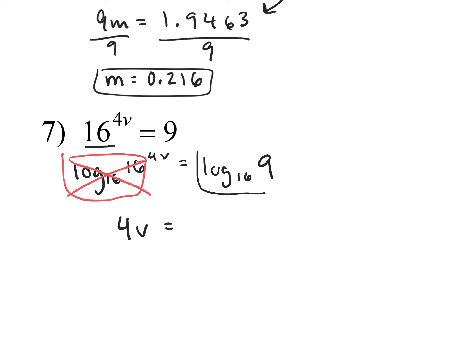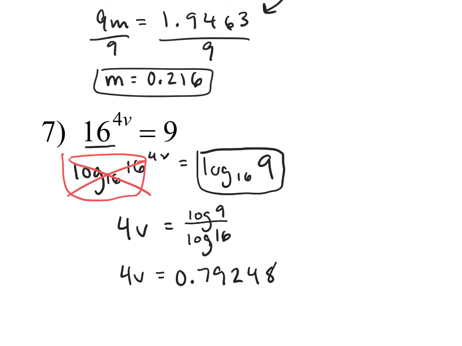And then on the right side, how can we put this into the calculator? What's our change of base formula? Perfect. Log 9 over log 16. So we're going to say log 9 divided by log of 16. We get 4v is equal to 0.79248. And then what should we do next? Divide by 4.